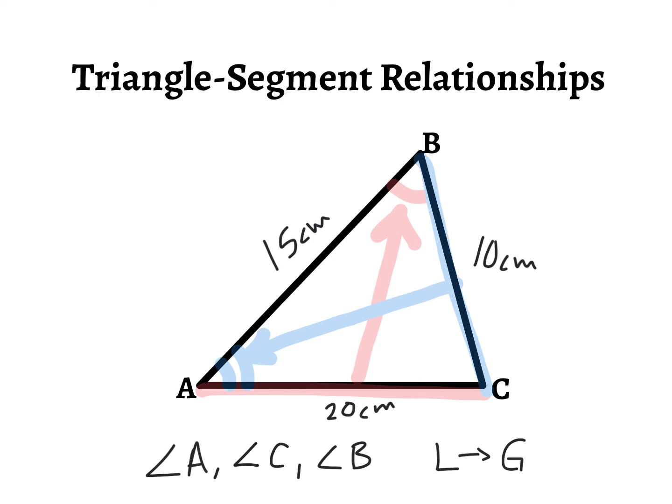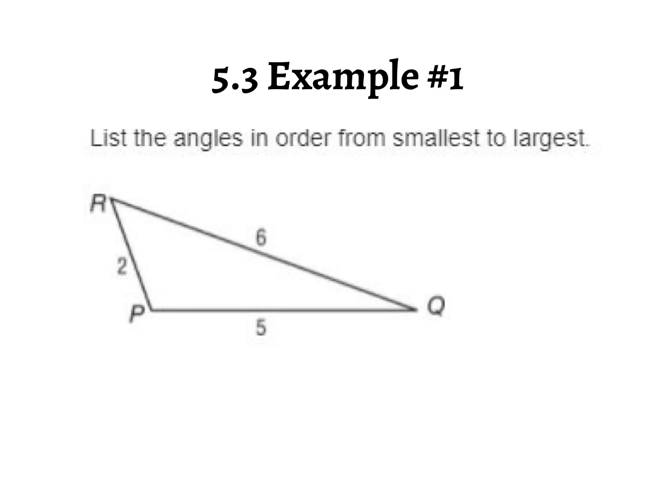If you understand how that triangle works and how the angles are connected to the opposite sides, you can do a lot of stuff with it. And that's really what this topic is about. If you're given the segments or if you're given the angles, you can predict the other thing that's not given. So let's check out a few examples.